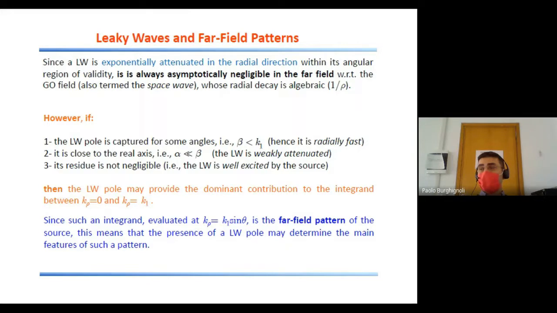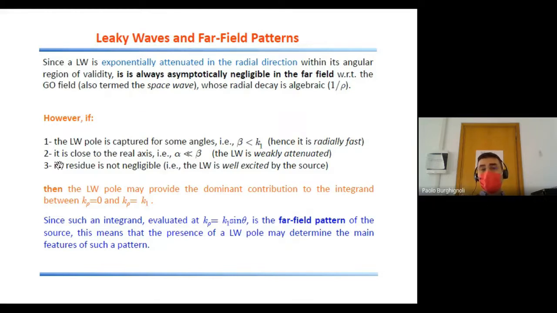However, it may still play a crucial role in the study of the far field, because if the leaky wave pole is captured, at least for some angles, that is, its phase constant beta is less than k1, as in the examples I showed you so far. And this means that the wave is radially fast, as opposed to the slow character of surface waves. And in addition, second, the leaky wave pole is close to the real axis, so alpha is much less than beta. This means that the leaky wave is weakly attenuated.